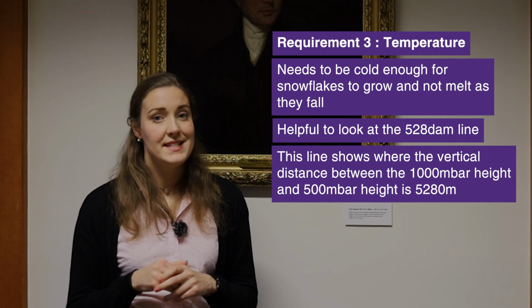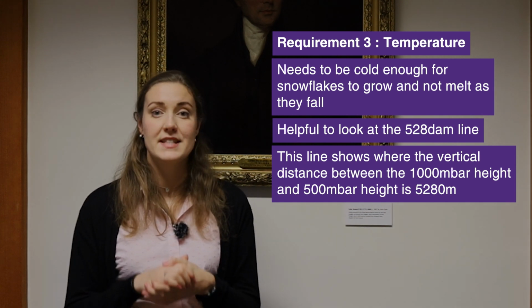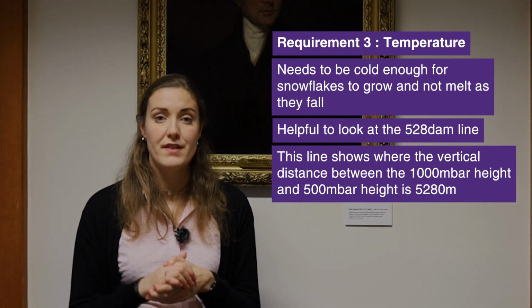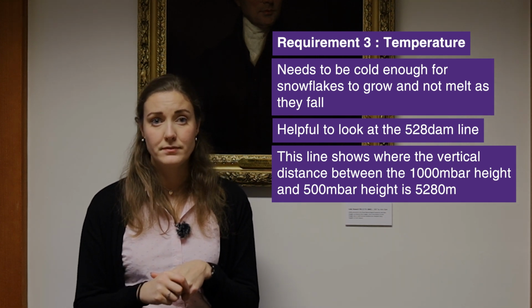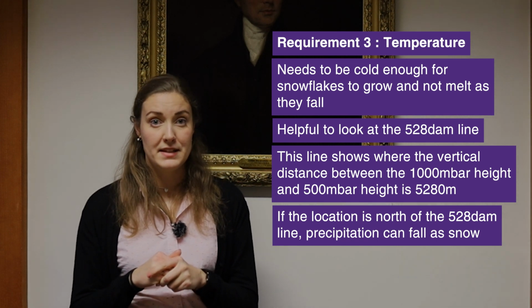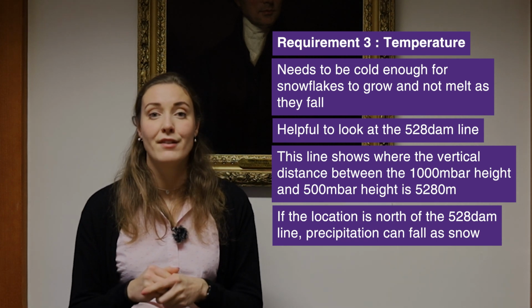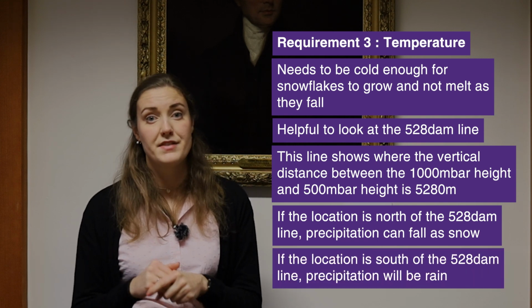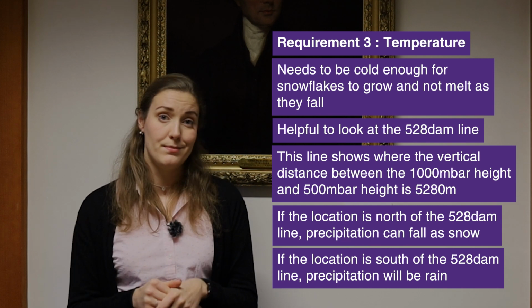As warm air is less dense than cold air, the colder the air is, the less thick the atmosphere is, the smaller the distance from the ground to the 500 millibar height line. If we are north of the line, where the thickness is less than 528 decameters, then any precipitation can fall as snow. If we're south of the line, where the thickness is greater than 528 decameters, then it will rain.